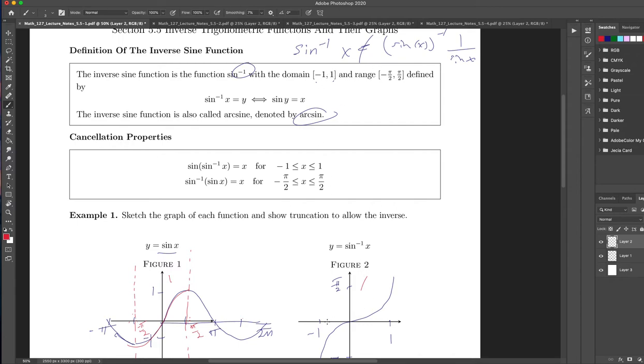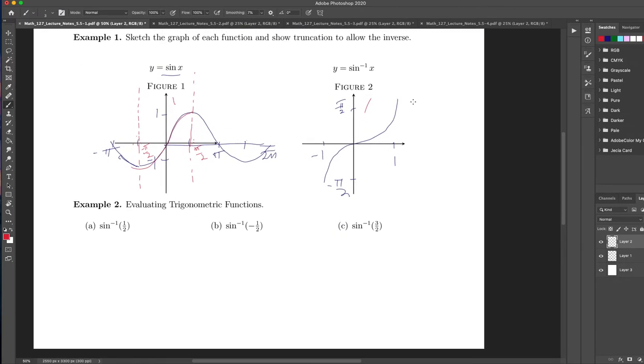The domain of this is between -1 and 1 because the range of sine is between 1 and -1. Remember the domain and the range switch. And then here, in order to make this invertible, we truncate sine from here to here, and that way we get it from -pi/2 to pi/2. So let's actually crunch through some numbers.